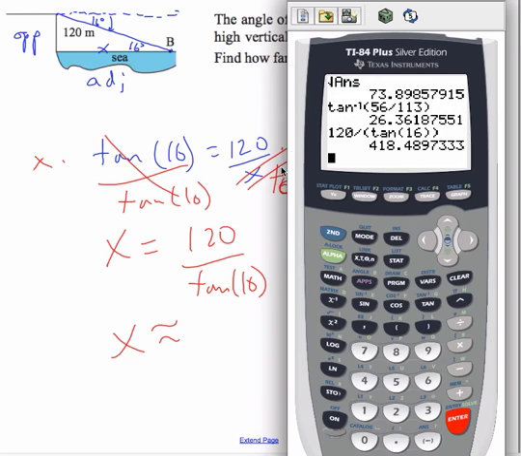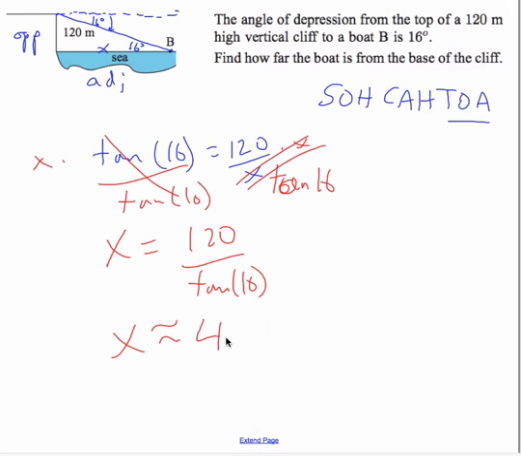And I get about 418, three significant figures, 418 meters. Okay.